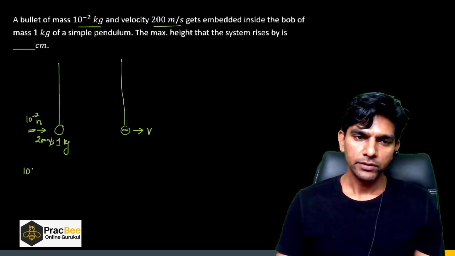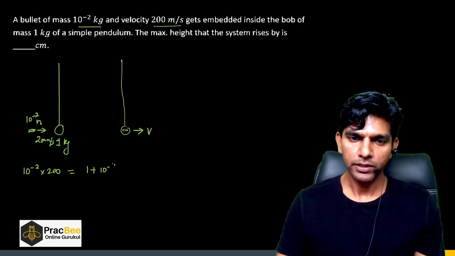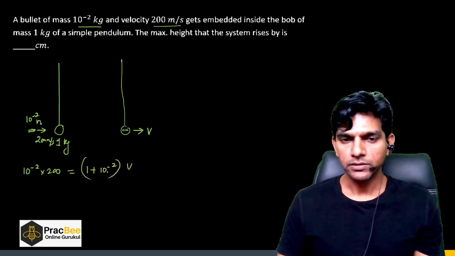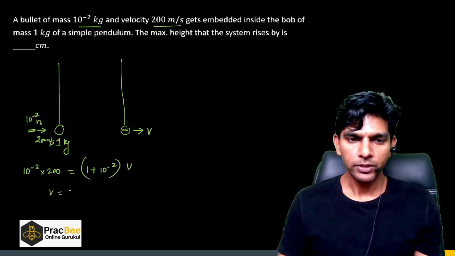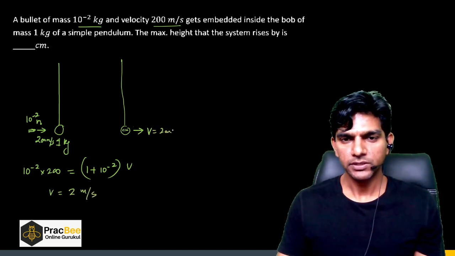So we can say 10 raised to minus 2 times 200 should be equal to 1 plus 10 raised to minus 2 times v. Since 1 is very large in comparison to 0.01, we can simply write 1 plus 10 raised to minus 2 as 1. So v comes out to be 2 meter per second.